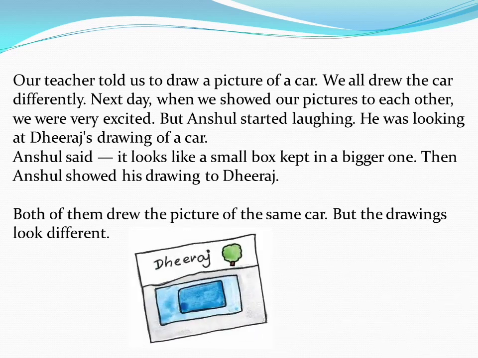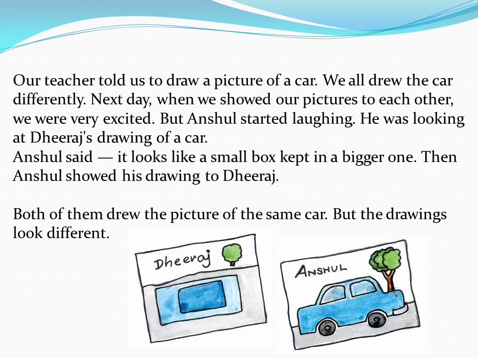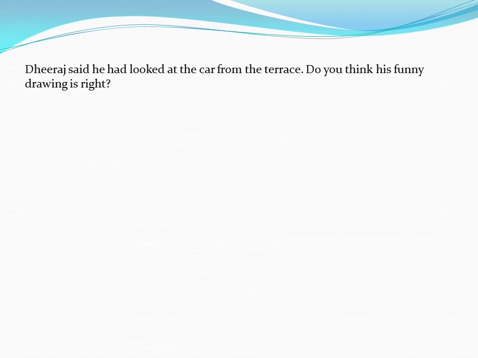Then Anshul showed his drawing to Dheeraj. Both of them drew the picture of the same car, but the drawings looked different. See, two pictures are given, Dheeraj's and Anshul's. Both of them have drawn the same car, but the drawing looks different. Dheeraj said he looked at the car from the terrace. Do you think his funny drawing is right?